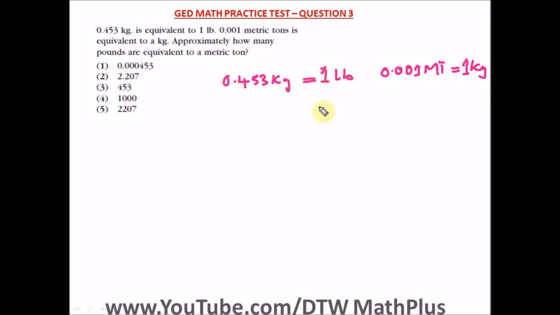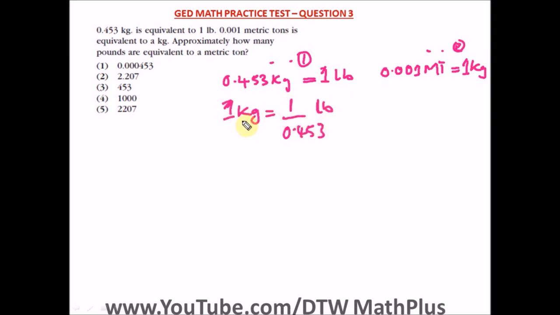From here, it means we have to relate a metric ton to pound. We have to substitute some values into another, so we can relate metric ton to pound. Here we have metric ton and kilogram, and here we have kilogram and pound. So we can find the value of the kilogram and substitute it into this equation. Let's say this is equation 2 and this is equation 1. The value of 1 kilogram will be, dividing both sides by 0.453, 1 divided by 0.453, and don't forget our pound value here.